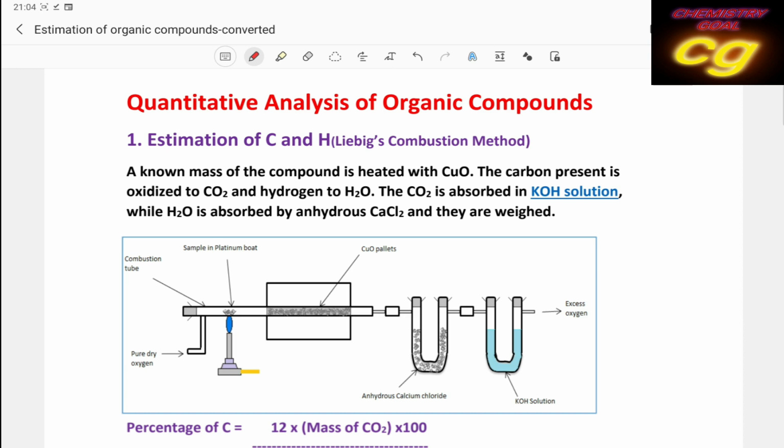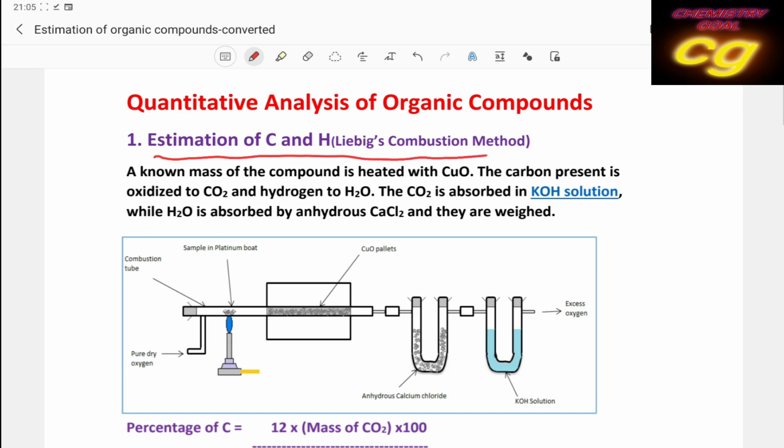In the quantitative analysis, we have to determine the percentage of different elements like hydrogen, carbon, oxygen, nitrogen, sulfur, halogens and phosphorus also. The percentage of elements present in the organic compound can be calculated using particular methods, a particular procedure, and we have to use different formulas. First, we discuss the estimation of carbon and hydrogen.